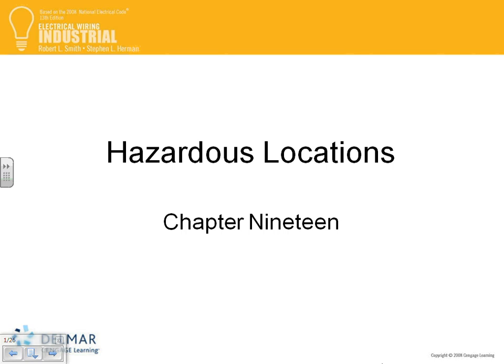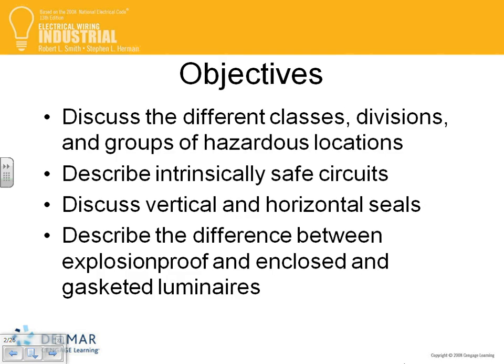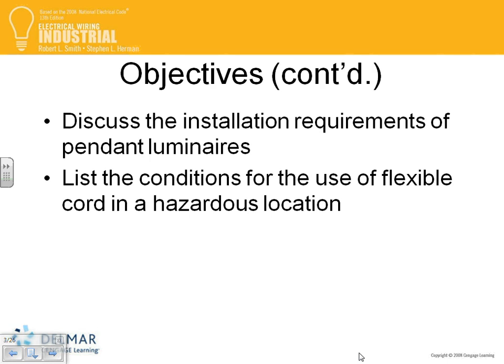So for the rest, I have a couple of pages and pictures, guys, that I want to show you about wiring. We talked about the difference between divisions and groups and so forth. Intrinsically safe systems, we'll talk a little bit about them. Seals, vertical and horizontal seals, the difference between explosion-proof and enclosed and cascaded. So this chapter, guys, talks about how you wire in these 3 locations, what type of wiring system you use in these 3 locations, requirements for luminaires, pendant luminaires, and a list of conditions for flexible cords.